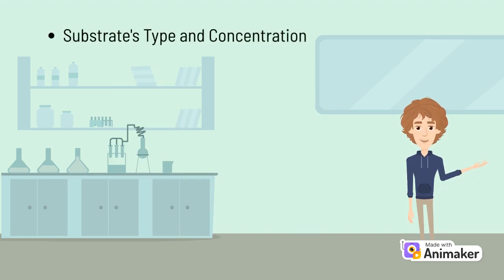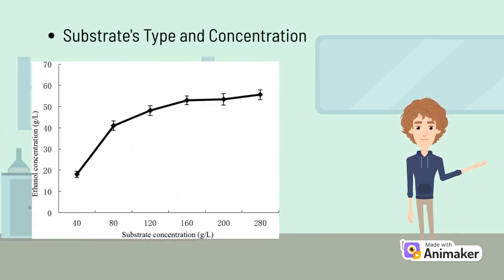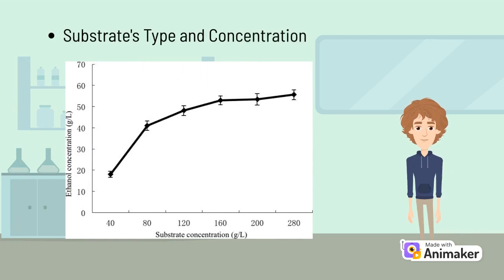Substrate type and concentration. Different fermentation patterns occur depending on the substrates. Increasing substrate concentration also increases the rate of reaction to a certain point. Once all of the enzymes have bound, any substrate increase will have no effect on the rate of reaction, as the available enzymes will be saturated and working at their maximum rate.